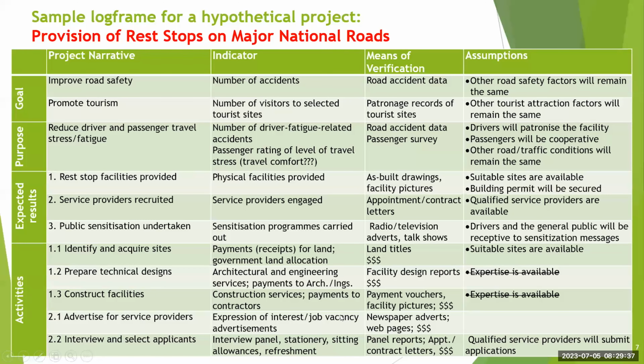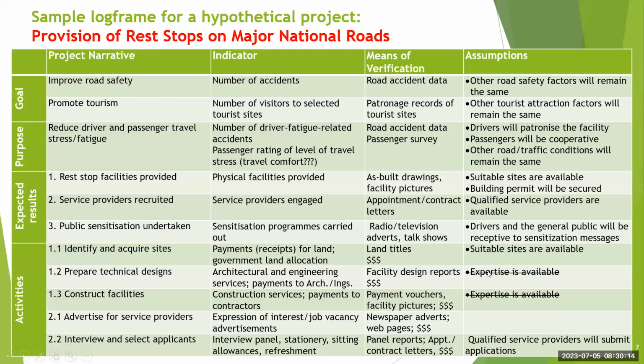So going back, you'll see that for each of these activities, for example, acquisition of land, the land title could be a means of verification, and then we will have to put a cost on it. If it comes to preparation of technical designs for the facility, the inputs here will be architectural and engineering services. Payments to architects and engineers will be part of the input. Then we can have the facility design reports as a means of verifying that progress has been made, and what the cost will be, and so on and so forth.